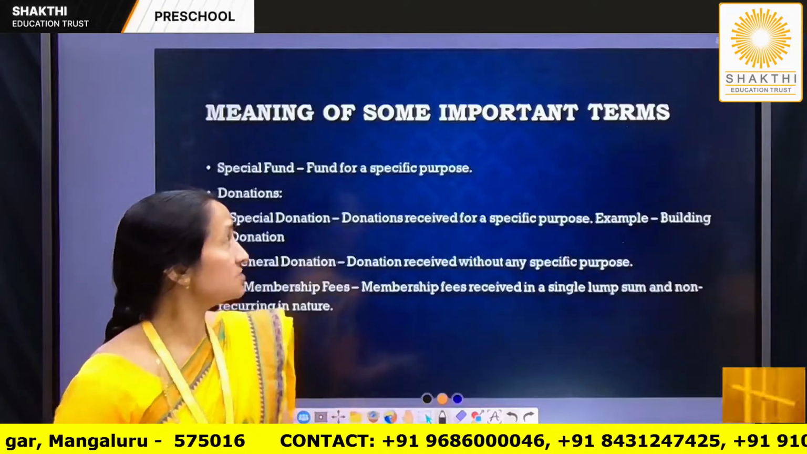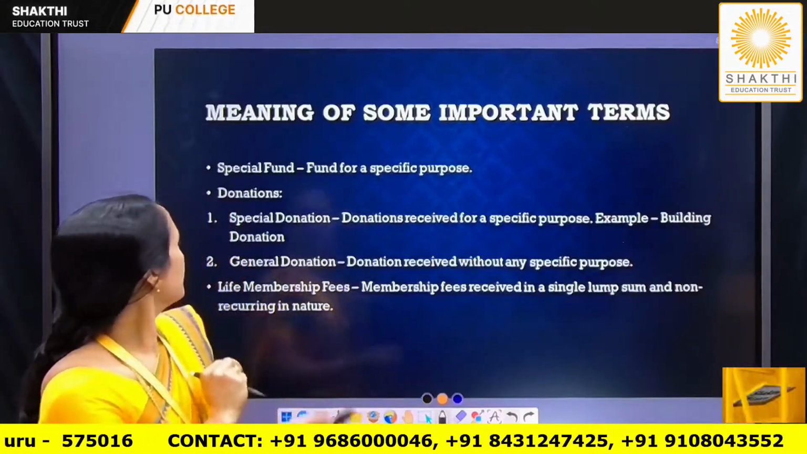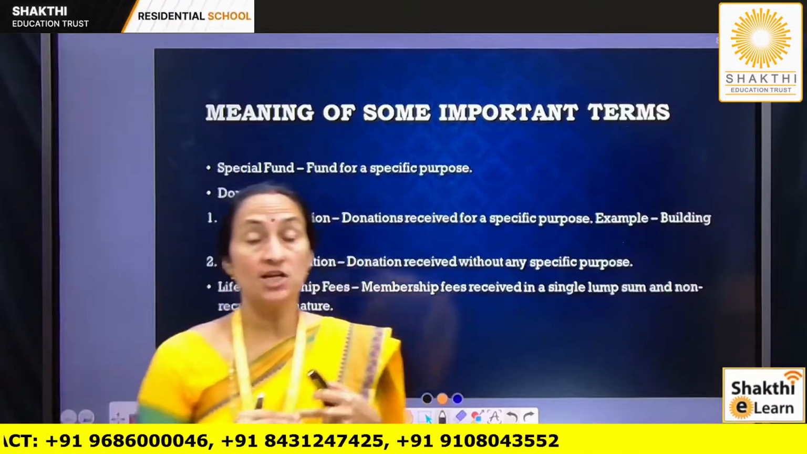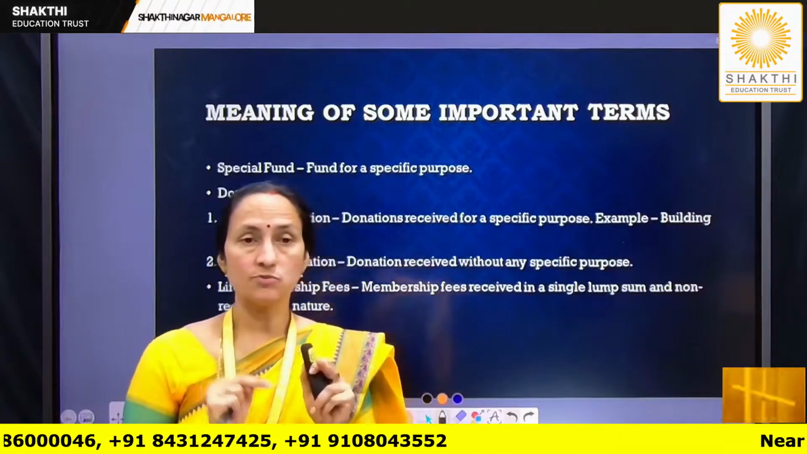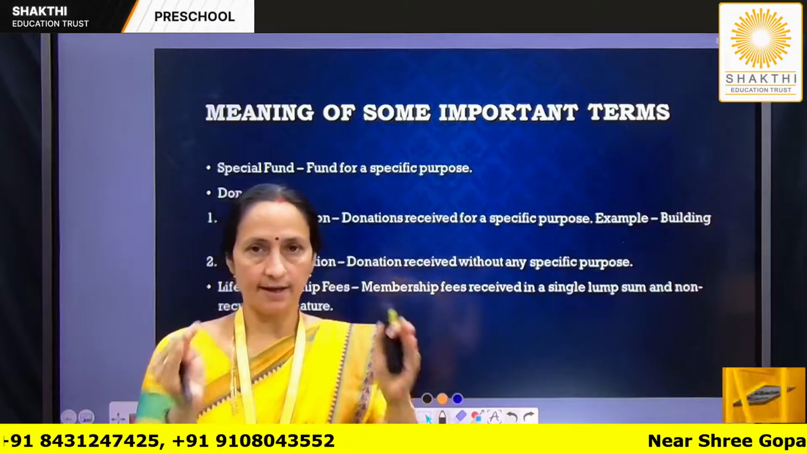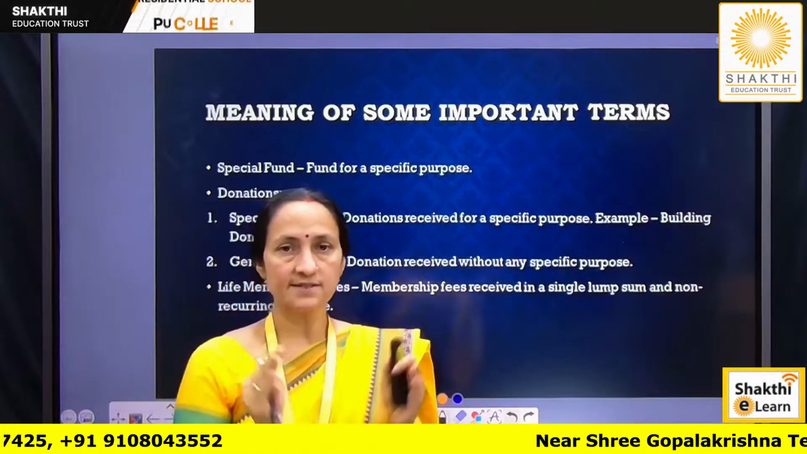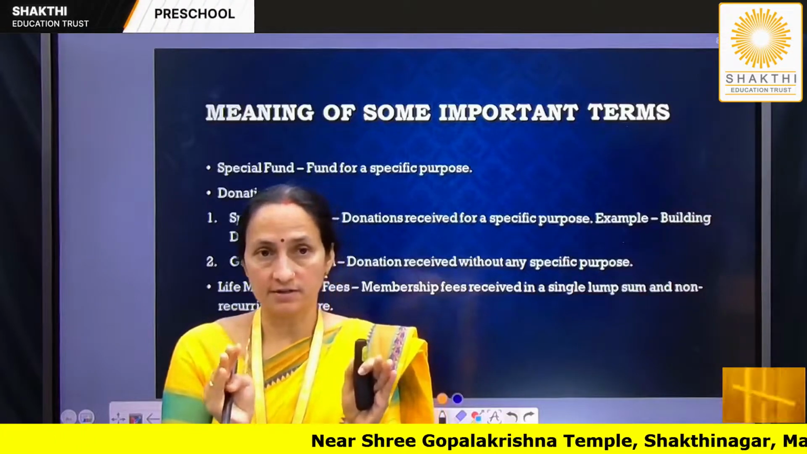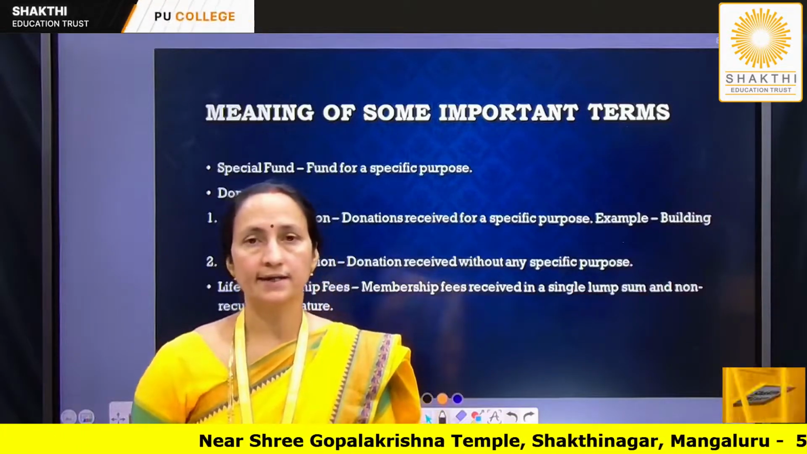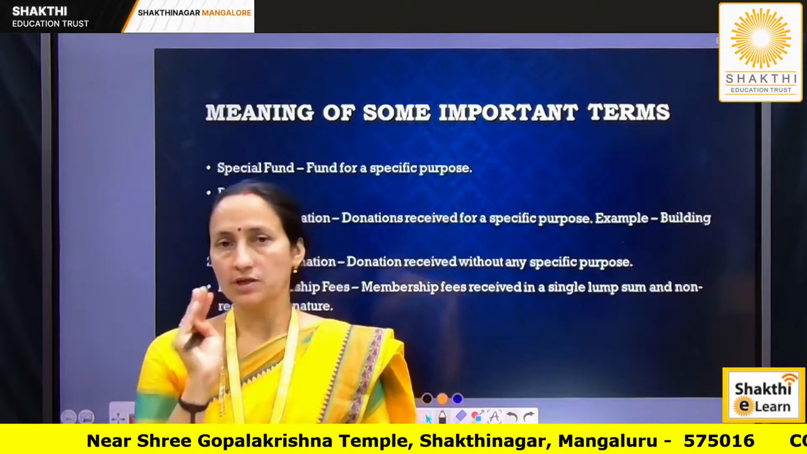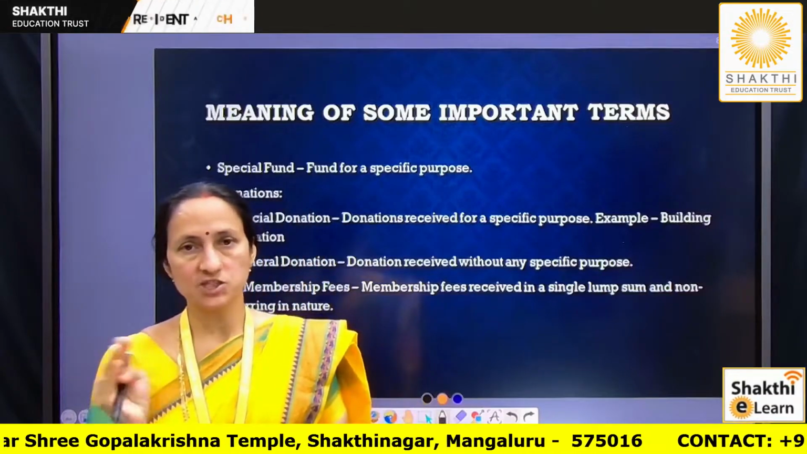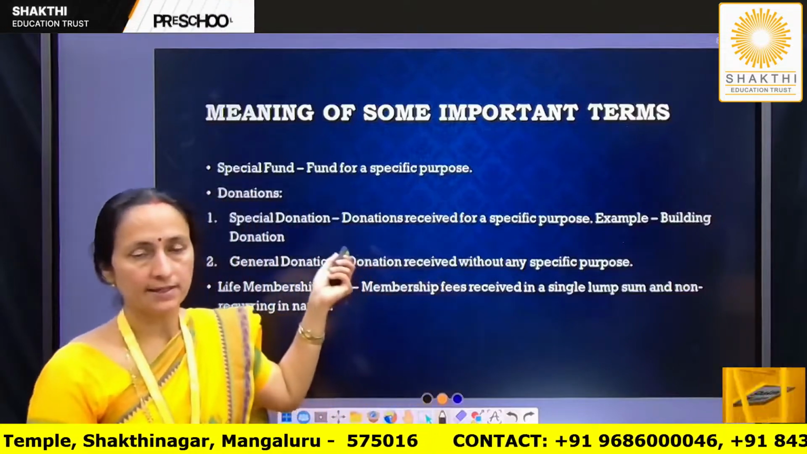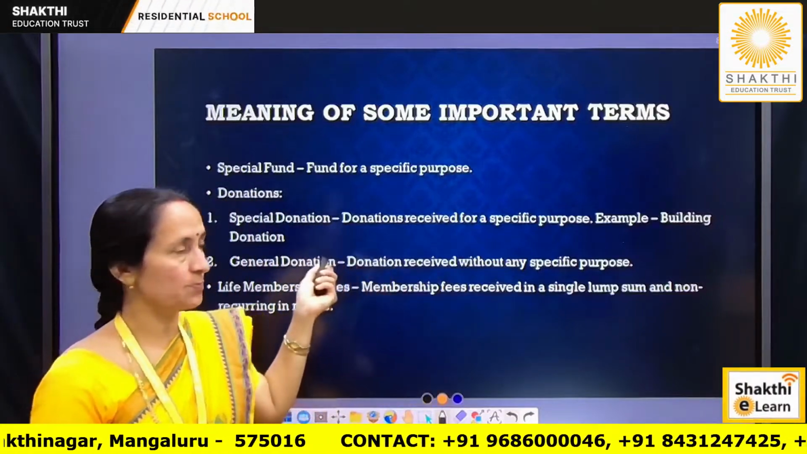Now next we will see some important items. Under that, next we have special fund. What do you mean by special fund? Fund is an amount, right? So special fund is the amount for a particular purpose. Match fund. For what purpose is this fund? To conduct the matches, to give the prize, whatever expenses are related to that will be borne by this particular fund. That is known as special fund.